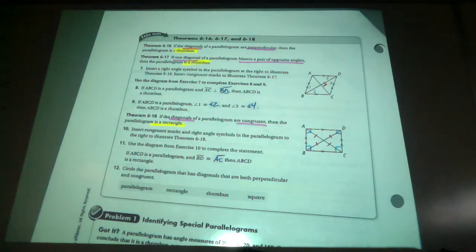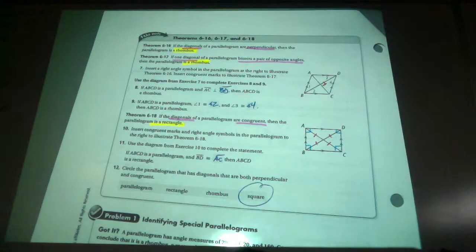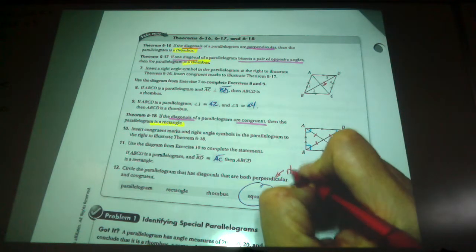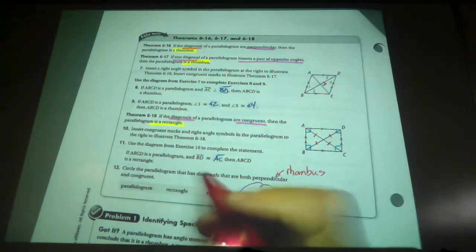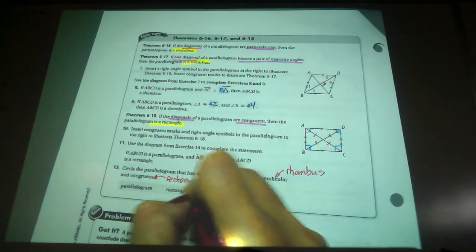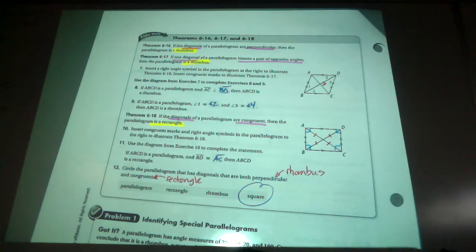Circle the parallelogram that has diagonals that are both perpendicular and congruent. Which might that be? Only this way. Because the perpendicular comes from what? What characteristic does that come from? The rhombus. And the congruent comes from what? The rectangle. Just like you take characteristics from mom and dad to create you, the square was created by the characteristics of its mummy rhombus and its papa rectangle.